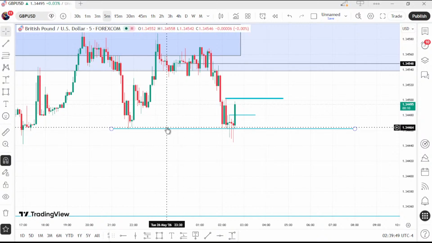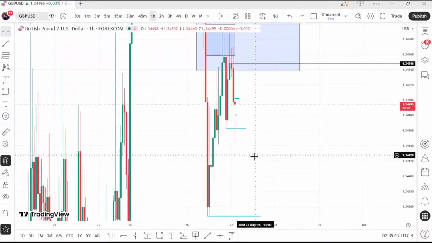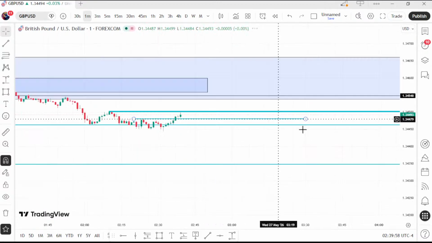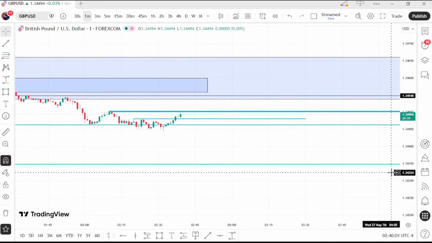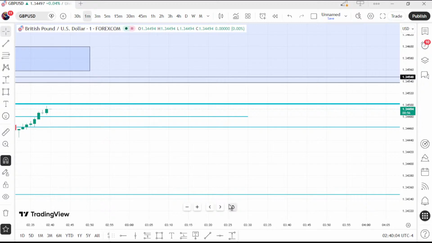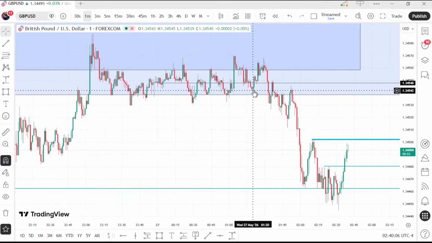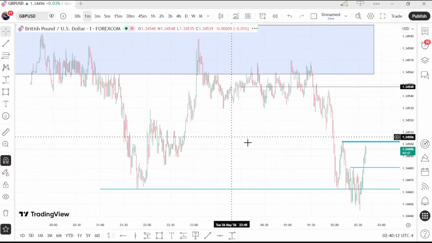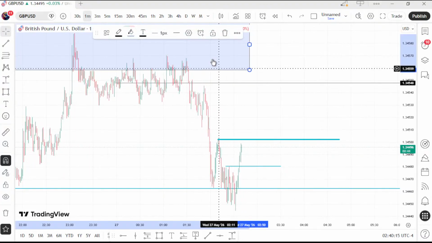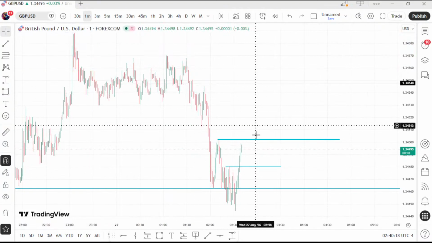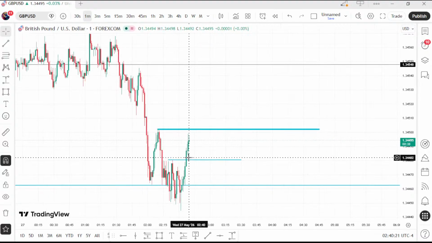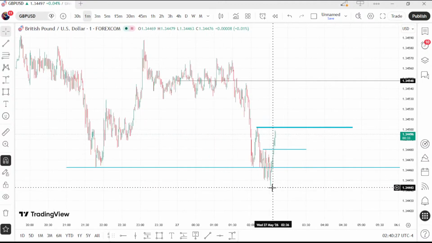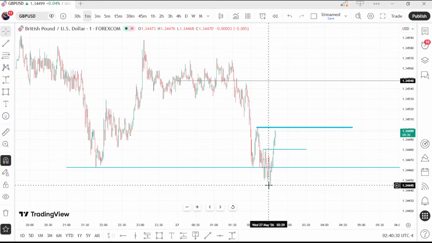Also, this was an hourly sell side liquidity which was taken. You see? And also market structure shift. Now you want to buy. Let me show you. Below the midnight opening price, after market structure shift in the 5-minute, hitting into the fair value gap, then boom. You see this sell side liquidity which was run. Now price will want to rally up.